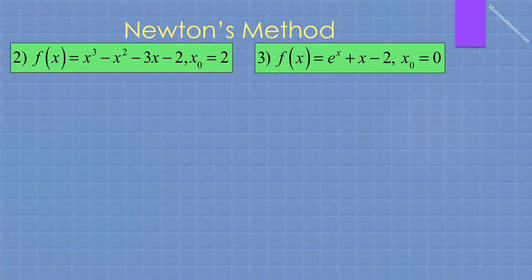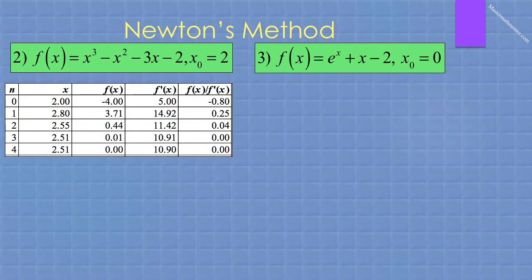In problems 2 and 3, we are interested in using Newton's method to find the root accurate to 2 decimal places. You are given a function and a starting guess. In number 2, we are given the function f of x equals x cubed minus x squared minus 3x minus 2, and our starting guess, x0, is 2.